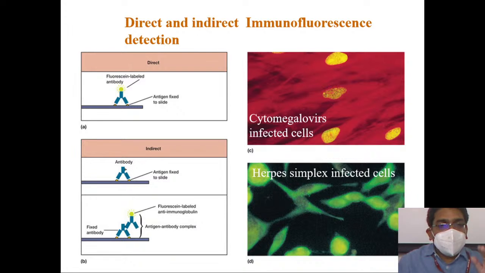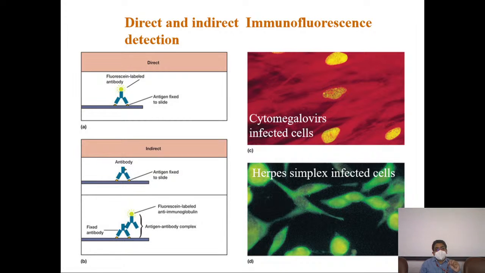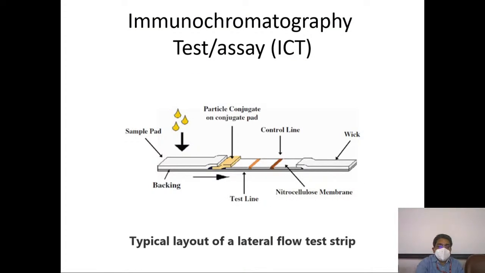Antigen is fixed in the slide, we add to the serum sample. If antibody is present, they will combine, then we add an anti-antibody which is tagged to the fluorescent dye, and when we add the UV light, it will fluoresce. So these are the examples. It can be used for CMV, HSV, that sort of reactions.